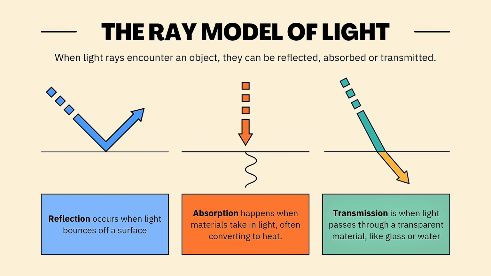Second, absorption. Absorption happens when a material takes in light energy. Most of the absorbed light changes into heat energy. For example, black clothes absorb more sunlight, which is why they become hotter in summer.